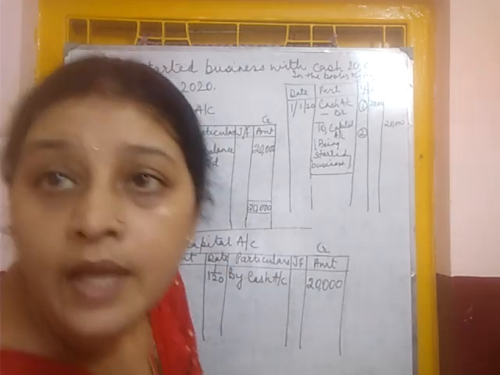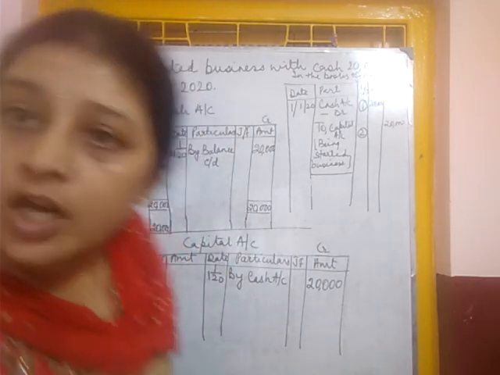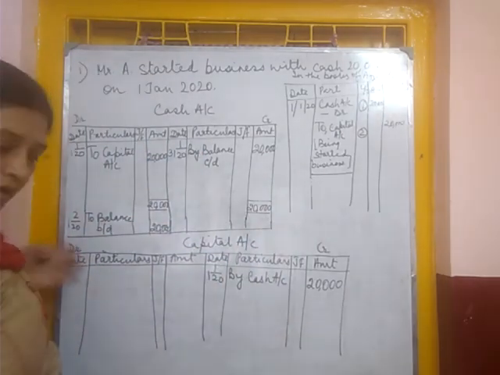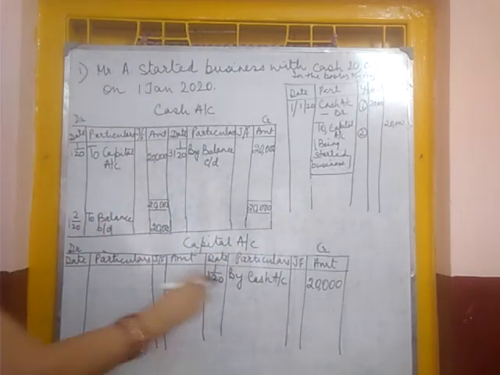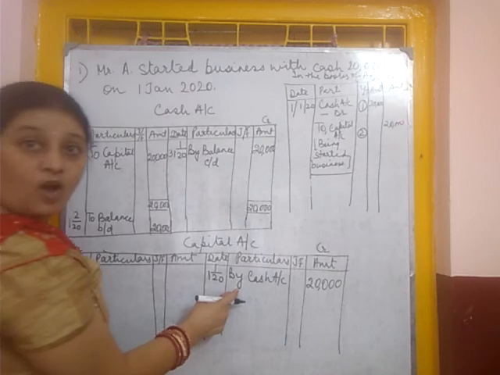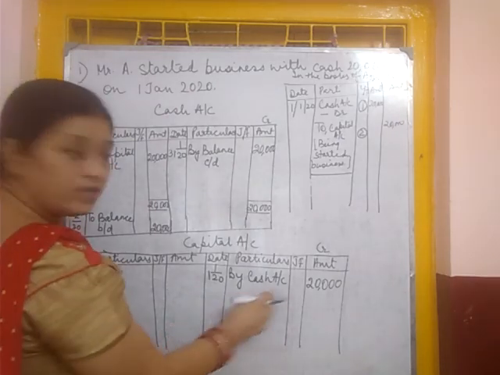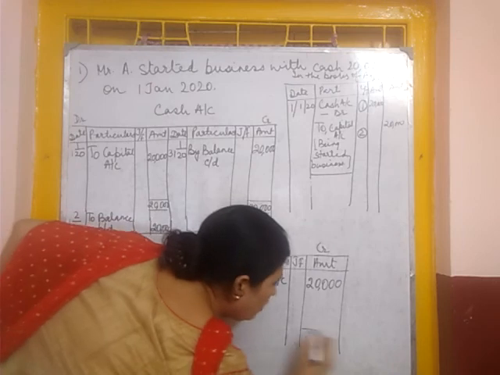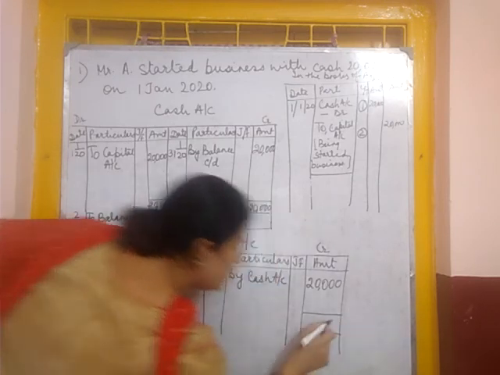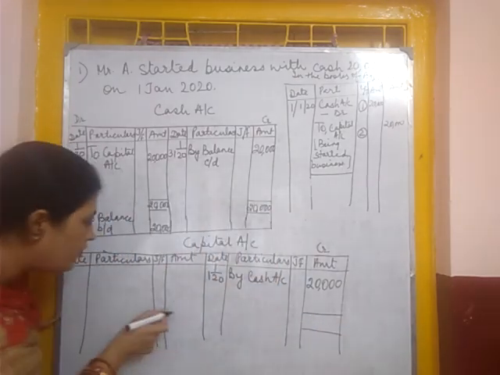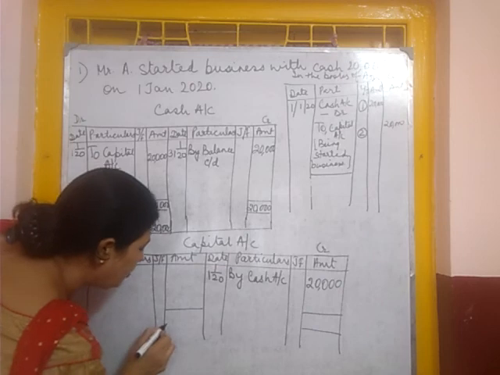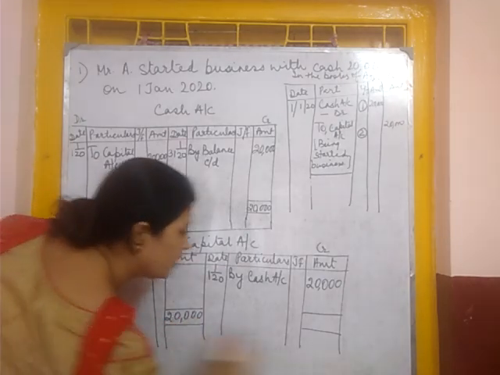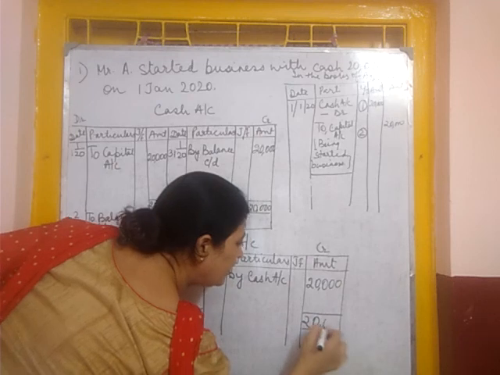Clear? In this way, we will prepare the capital account. See, we will continue with the capital account. Now see, in the capital account, on the credit side, what have we written? By cash, 20,000. Now we will do the total of both the sides. See, 20,000 just in front of this here. On the debit side also we will write 20,000. Okay, this is also 20,000.